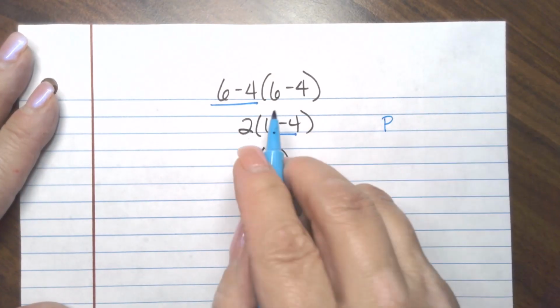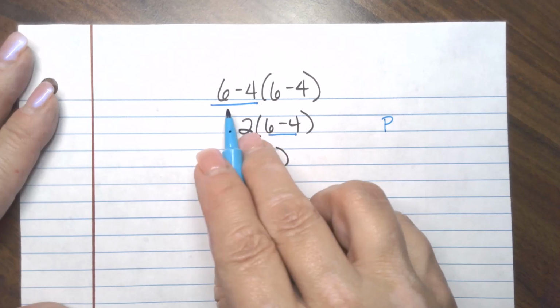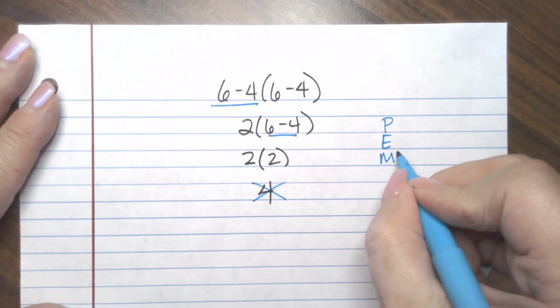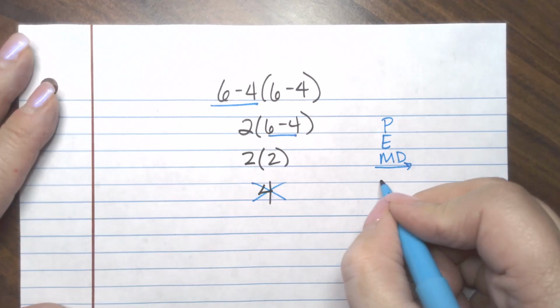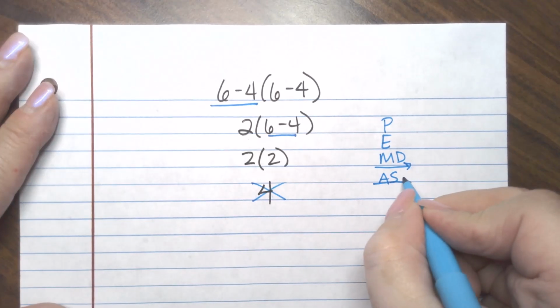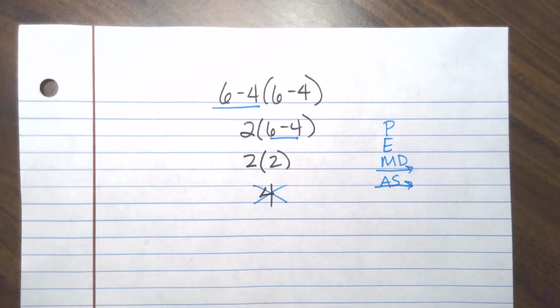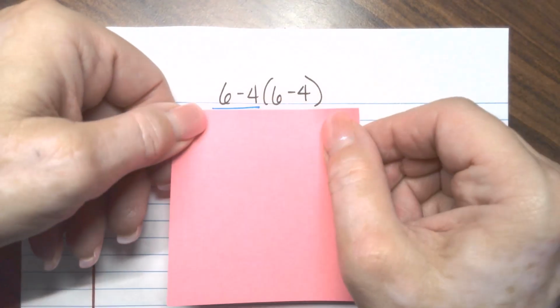Parentheses first. I didn't start with the parentheses. I started with this subtraction here in the front. Exponents, multiply and divide in order from left to right. And the last thing you do is add and subtract in order from left to right. And I did it first. So we need to make all of this go away and do it again.